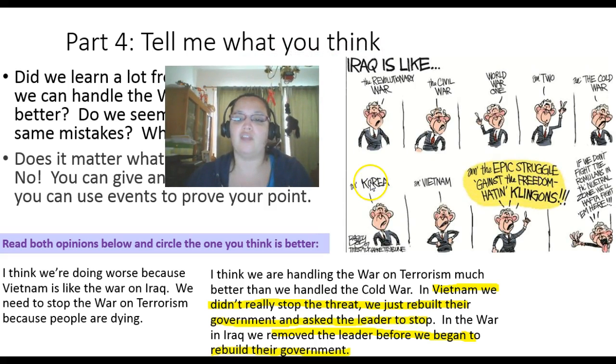And I found a funny meme that I thought I'd offer you here. Iraq is like the Revolutionary War, the Civil War, World War I or II, and the Cold War, and Korea, and Vietnam, and the epic struggle against the freedom-hating Klingons. And he says, if we don't fight the Romulans in the neutral zone, we'll have to fight them here. So this was a jab at George W. Bush. Do you think that that's correct, or do you think we were more, of course, this one's saying we're not really supposed to be in Iraq. Other people might argue we are. So that's something you could think about.